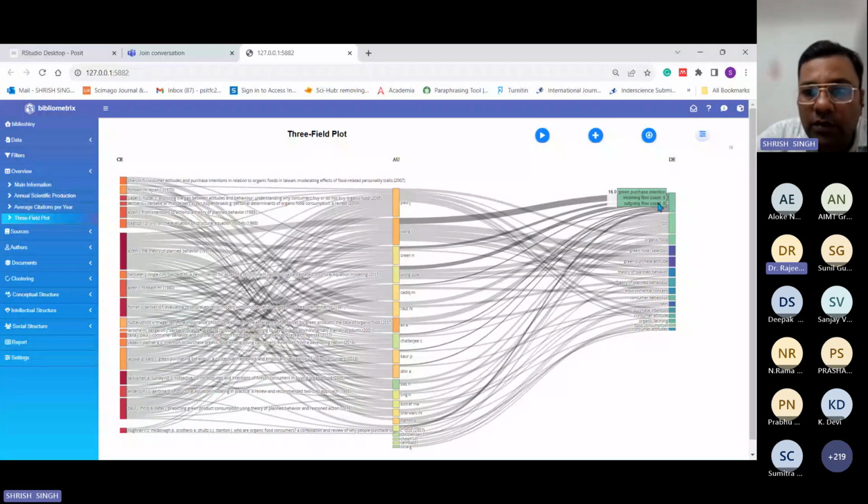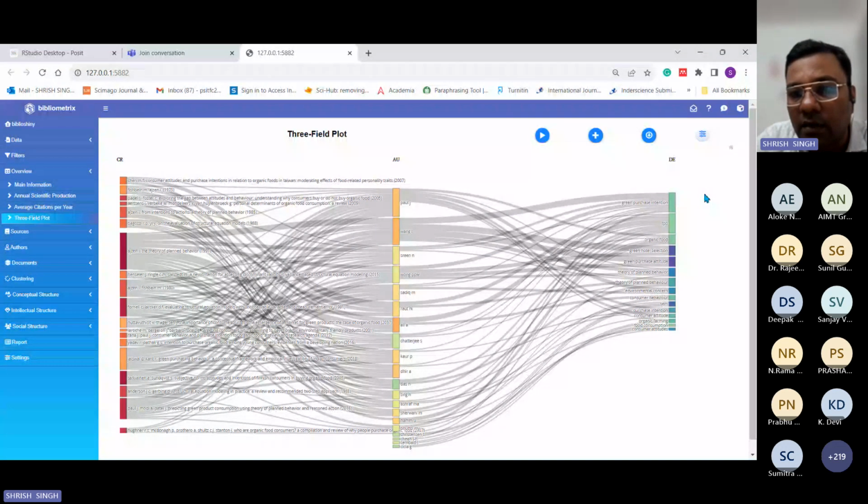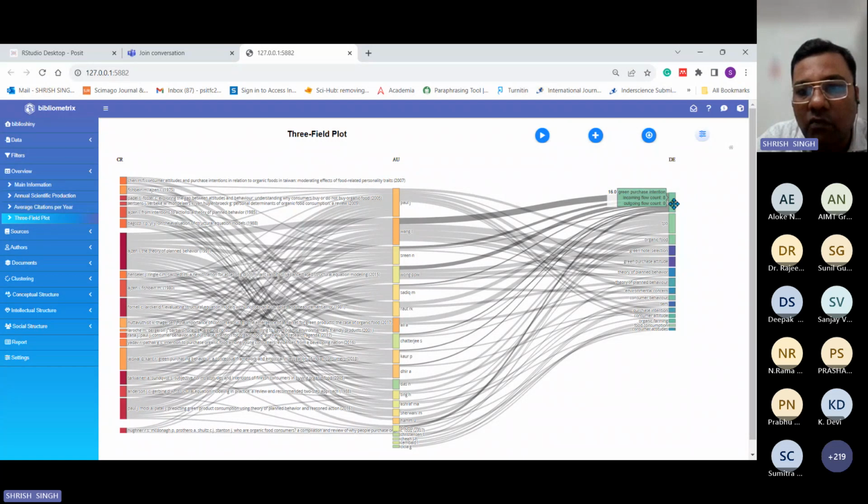Now what is the author? It is showing the linkage. You can see the highlighted path. If I remove the cursor from here, all the things are very light shaded. But once I put my cursor on this green color, it highlights some path. So what is it showing? This green purchase intention is a keyword being used by Wang. Wang is the author, and he is associated with the reference, the theory of planned behavior in 1991. He has given the reference of this.